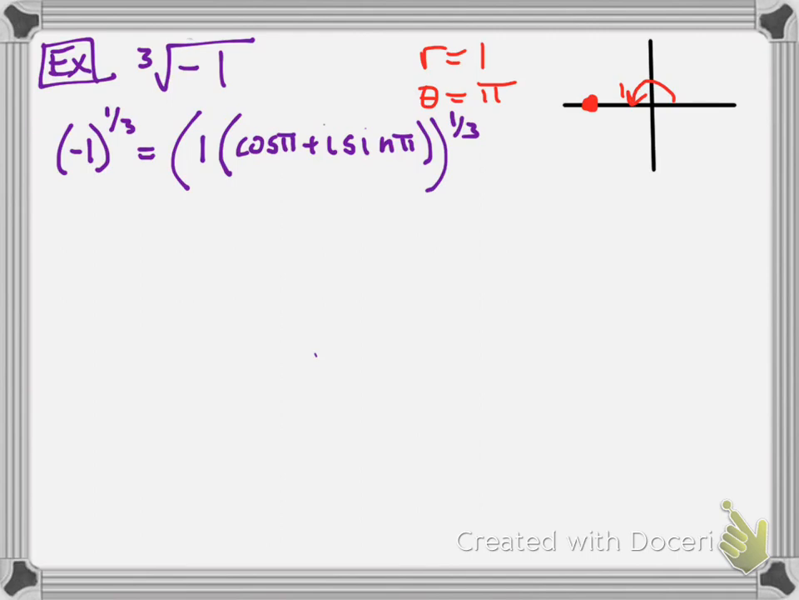All right, now this is going to give me my first solution. How many solutions are there? 3. All right. So when we apply DeMoivre's theorem, 1 to the 1/3 power is 1. Cosine of pi times 1/3 is pi over 3. Sine of pi times 1/3 is pi over 3.